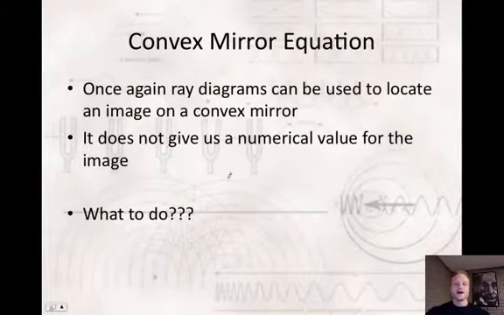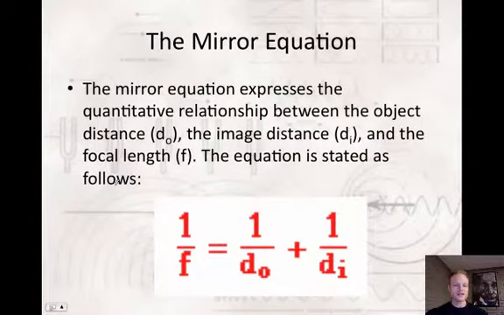In the previous lesson, we talked about how to draw ray diagrams for convex mirrors, and those are wonderful, but they do not give you a numerical value for the image formed. So we are left with this question: what do we do? Well, just like with concave mirrors, we can use equations to get a numerical value for the images produced off of these mirrors. This equation is really no different than the concave mirror equation. Here it is in all its glory.